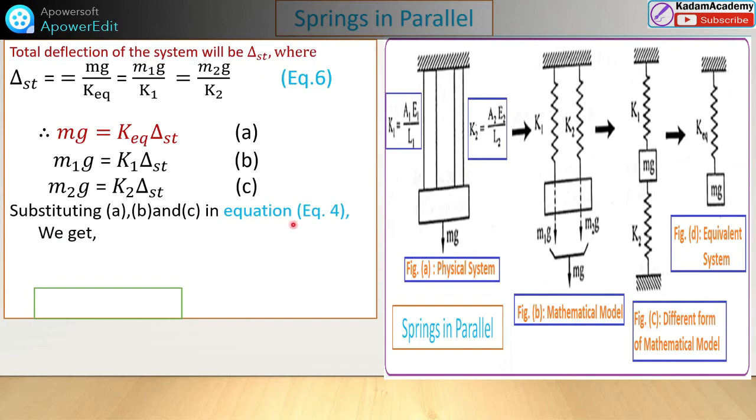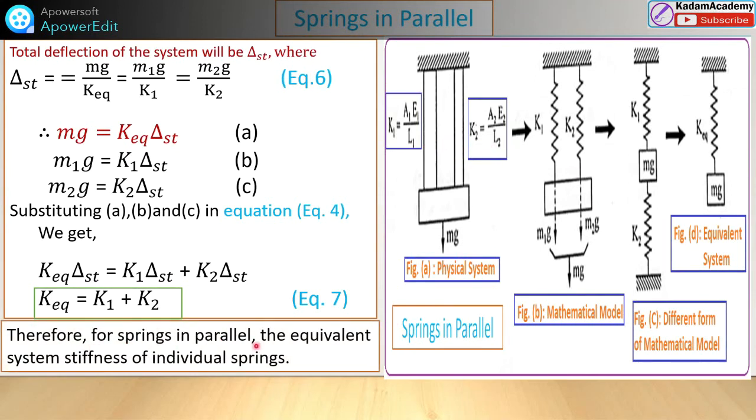So substituting the values of A, B, C in equation 4, the last equation, we get K equivalent delta st. This delta st is similar to every case, so we can cancel this same value delta st. Lastly we have this equation: K equivalent is equal to K1 plus K2, for the springs in parallel. This is the parallel system. So for springs in parallel, the equivalent system stiffness is the addition of the individual spring stiffnesses.